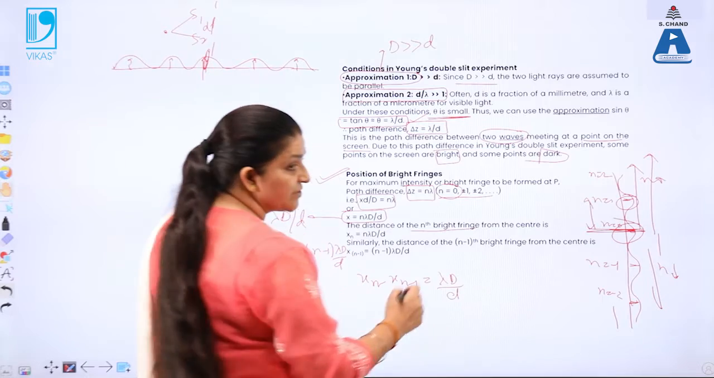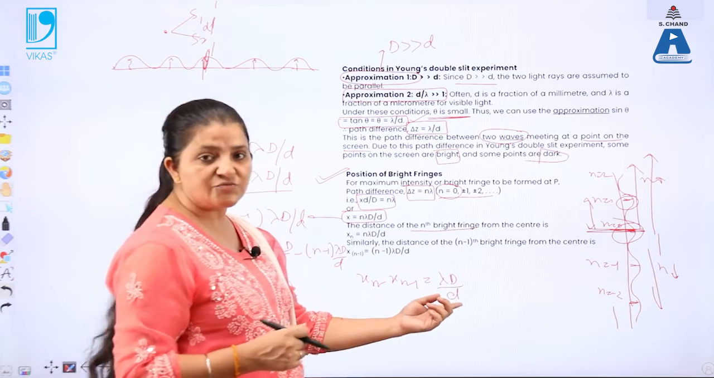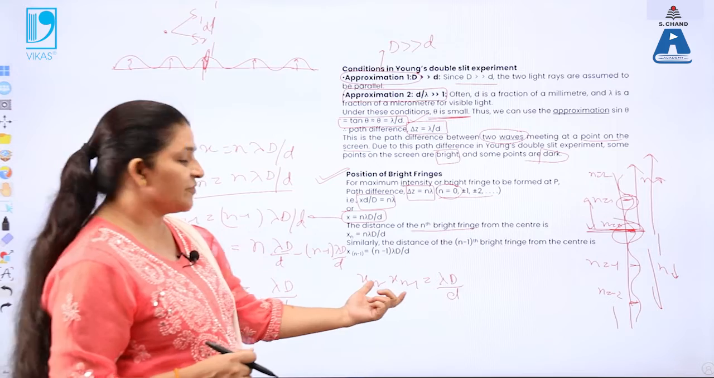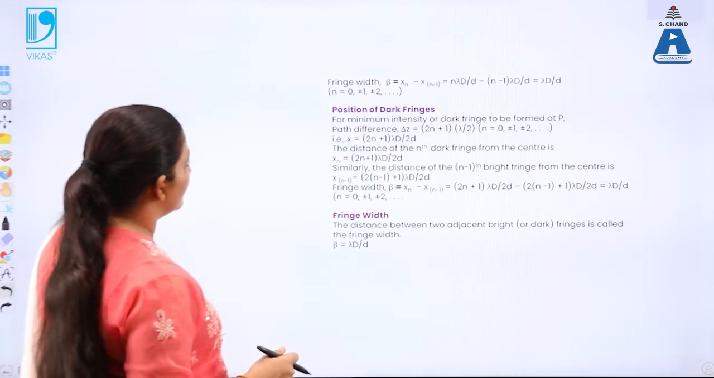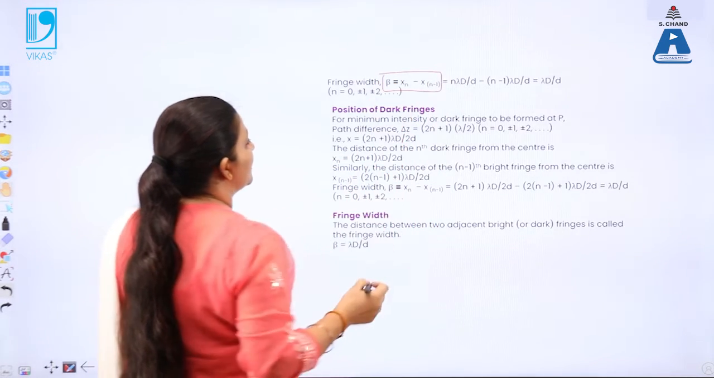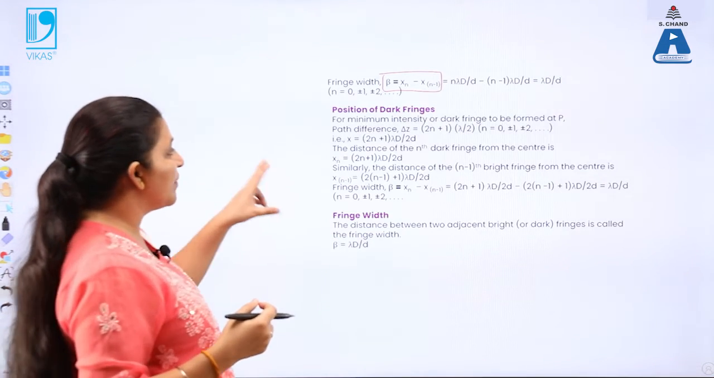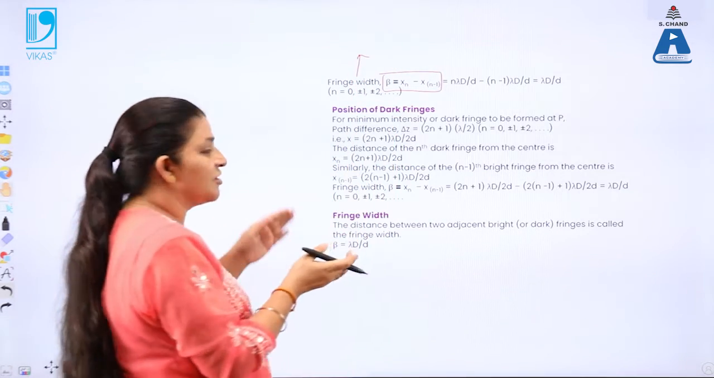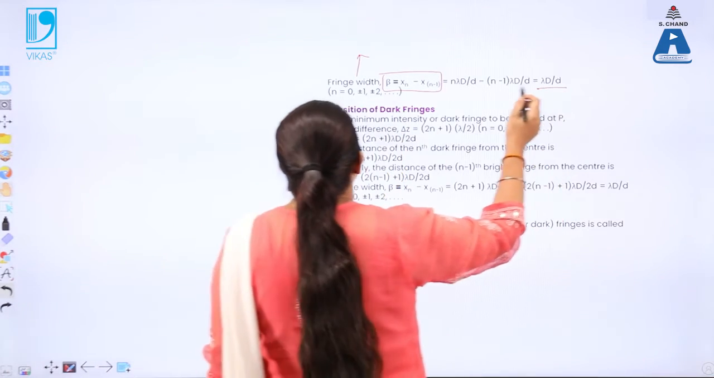Now we know that lambda is fixed. Lambda, the wavelength corresponding to the given source, is fixed. Capital D is fixed over here. Small d is fixed. That means each and every parameter is fixed. So the distance between two maxima is fixed and does not depend upon n. Corresponding to this, the fringe width is beta. Fringe width is defined as the distance between two consecutive maximas or two consecutive minimas. So here in this case, it is lambda D by d.